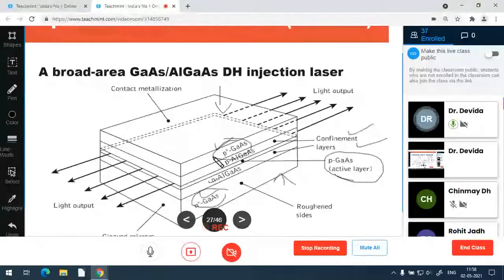N and P are for electrical as well as optical confinement regions, so these are called confinement layers. And the active layer is a very thin layer for the recombination of the charged particles and laser action, pumping and amplification of the signal, generation of a large number of photons, and emission of the photons in a very directive manner, very in phase and monochromatic.